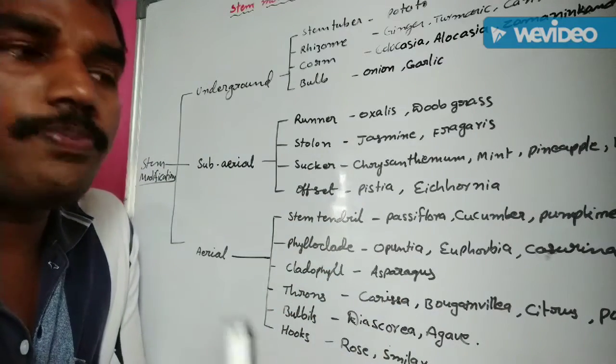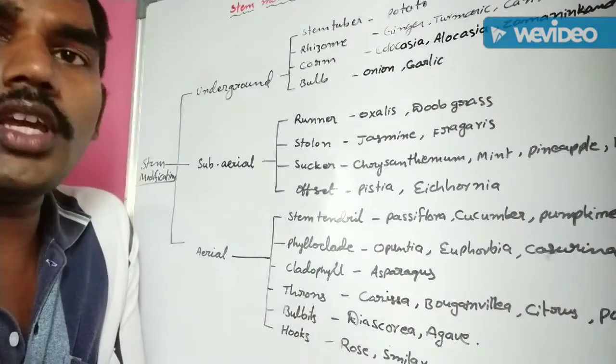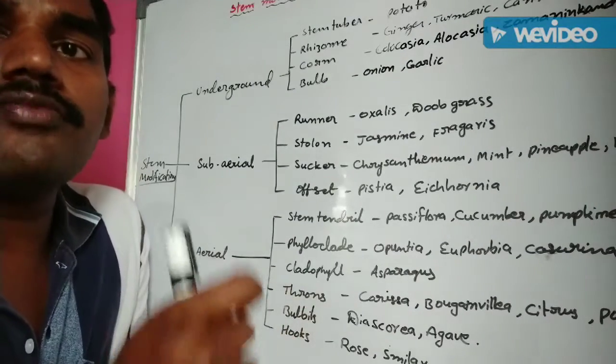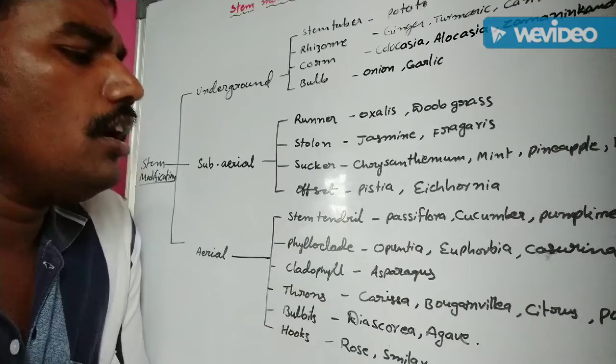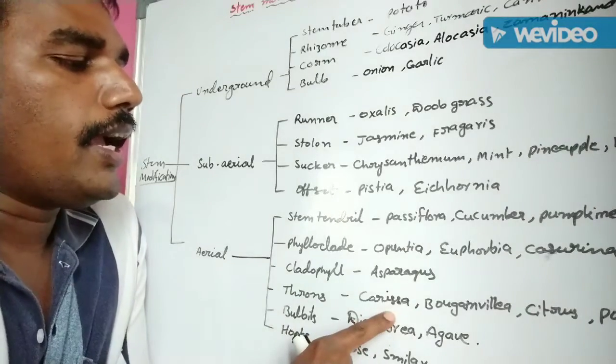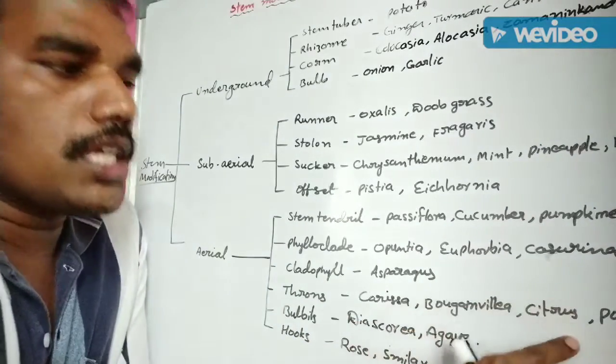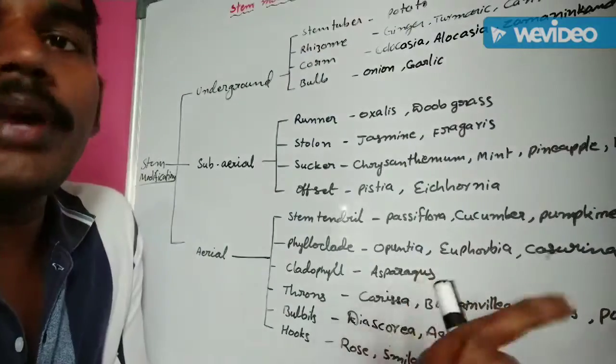Next one, thorns. These are woody, spiny, and pointed structures. These are helpful for protection from grazing animals. Examples: Carissa, Bougainvillea, citrus, and pomegranate.